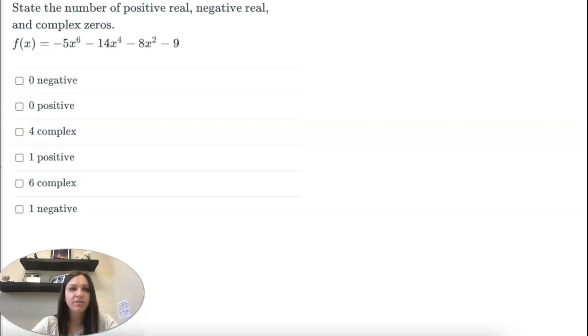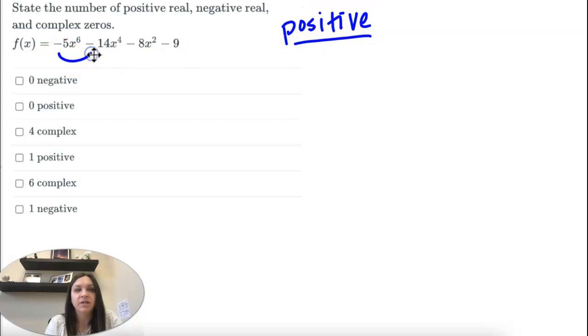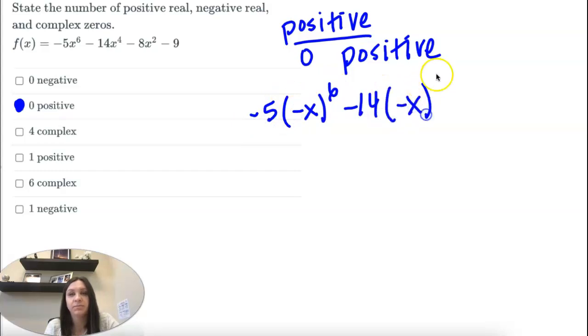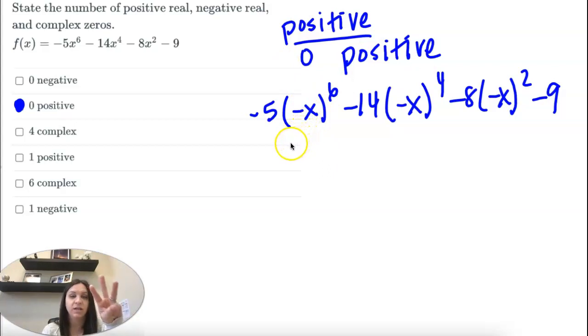State the number of positive, negative, and complex. So positive, let's look at our sign changes. Negative to negative, negative to negative, negative to 0. There's no sign changes, that means 0 positive. Okay, let's look at negative. I'm putting a negative x everywhere. So a negative to the 6th power, negative, negative, positive, everything's positive.